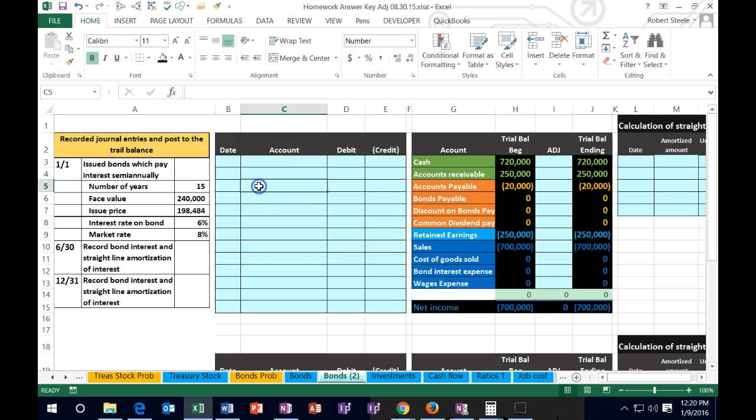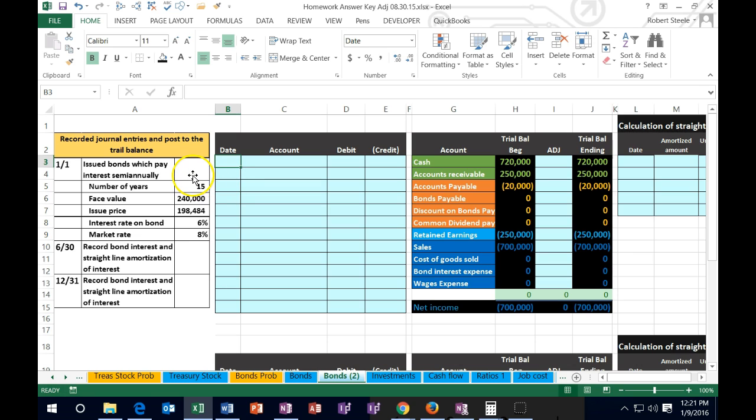Hello, in this lecture we're going to work a problem related to issuing bonds at a discount. We are going to amortize the discount using the straight line method for amortization as we post the interest throughout the first year of the bond.